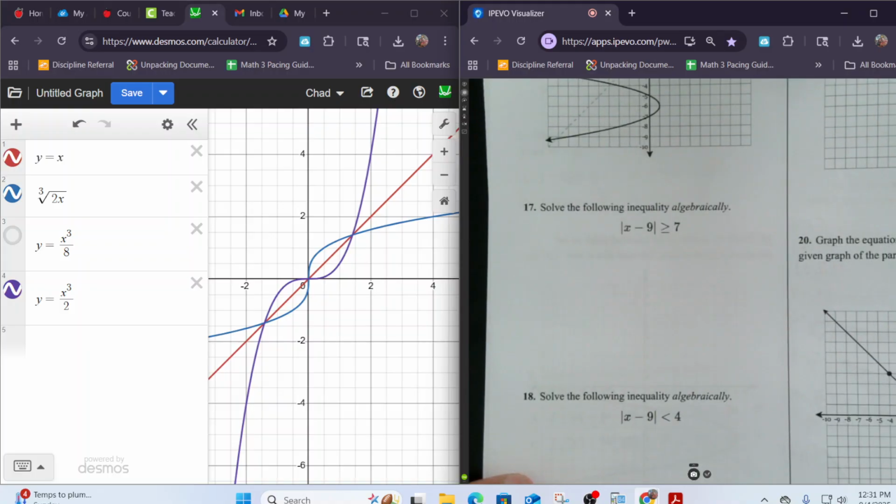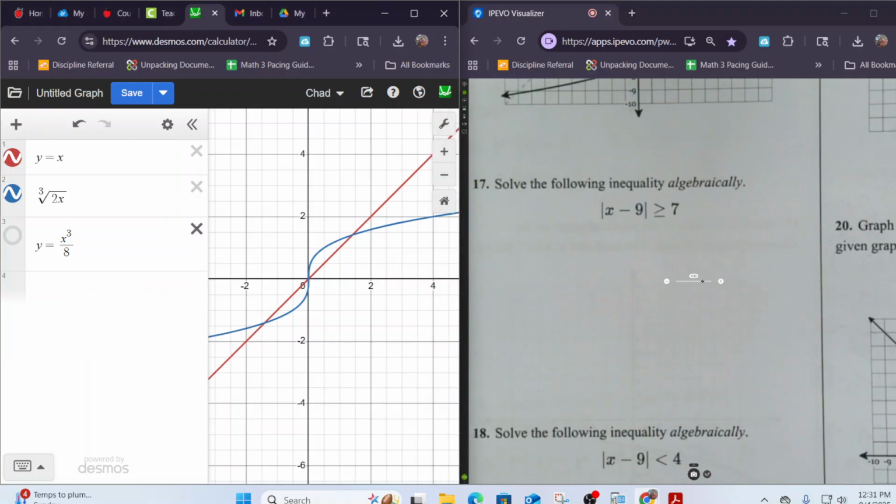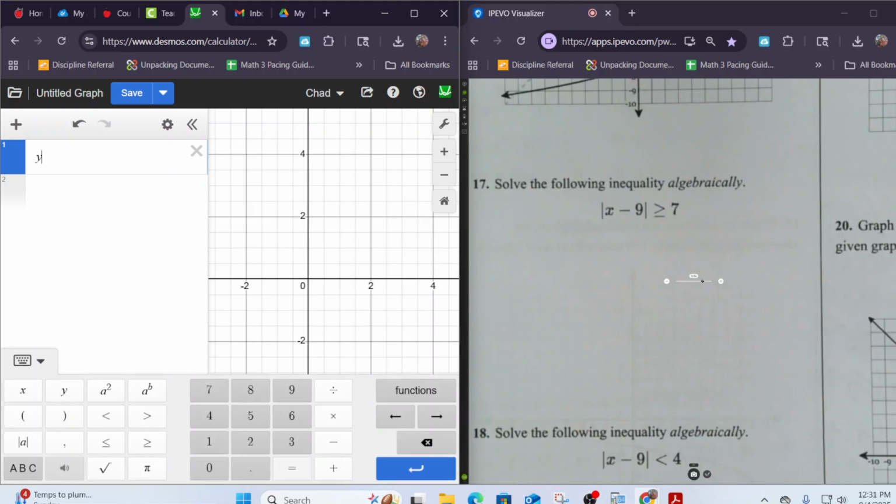All right, so guys, I'd pay attention to this because this has been a few minutes. So what you're going to do is y equals absolute value x minus 9. That's the first row, okay?